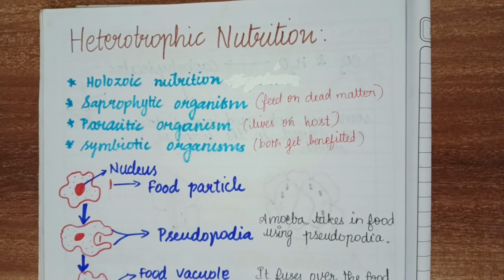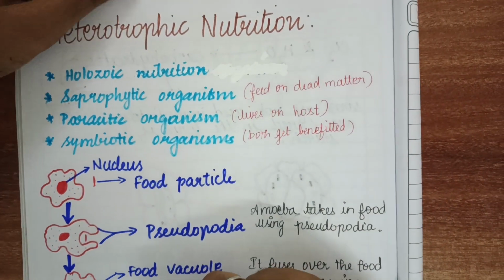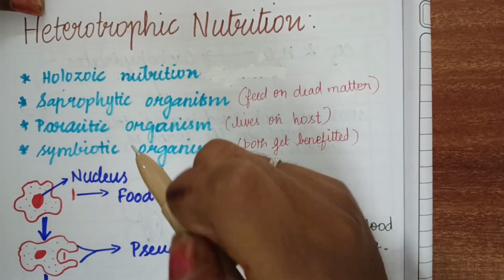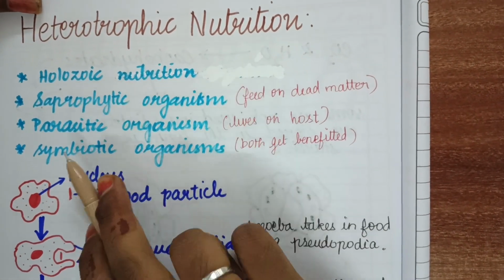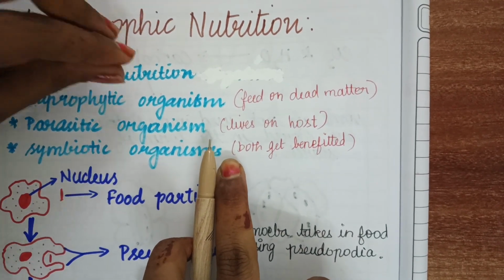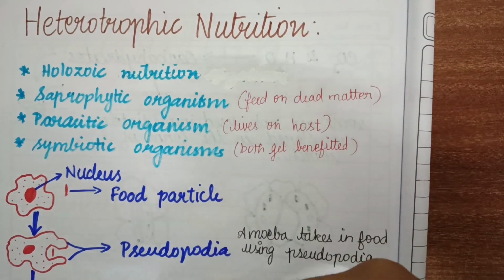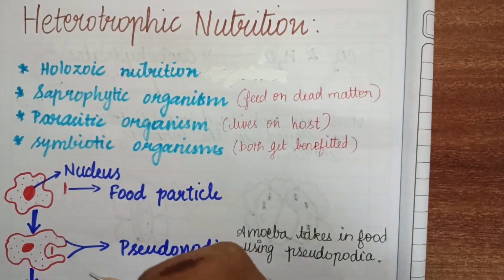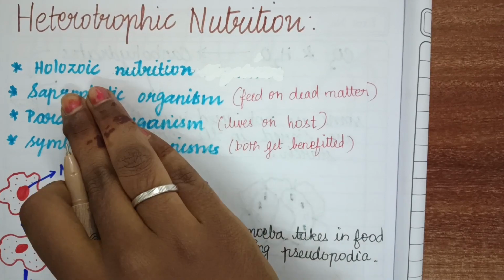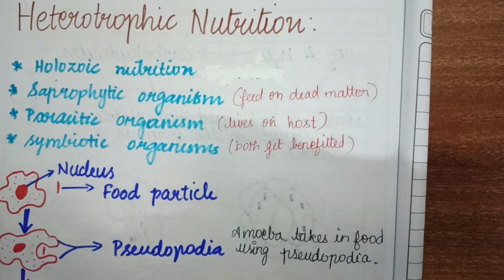Now we are going to learn about heterotrophic nutrition. There are some types of heterotrophic nutrition: holozoic nutrition, saprophytic organisms, parasitic organisms, and symbiotic organisms. Holozoic nutrition is what humans have. We undergo various processes like ingestion, digestion, absorption, assimilation and transportation. Therefore, holozoic organisms undergo these processes.